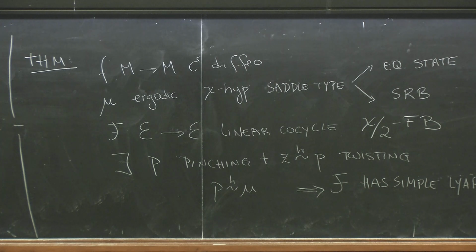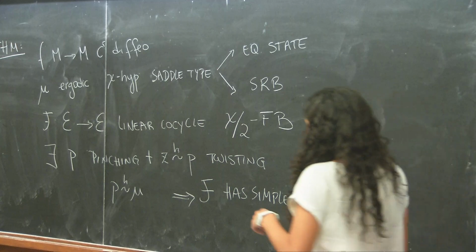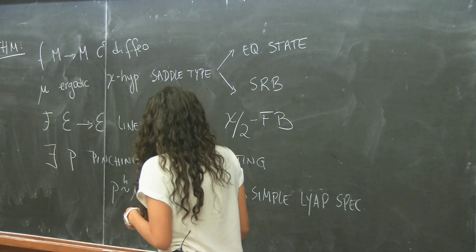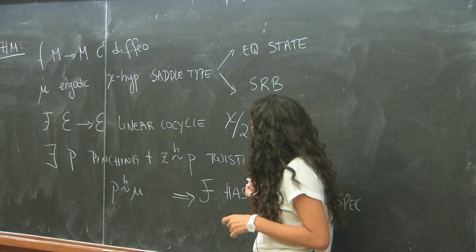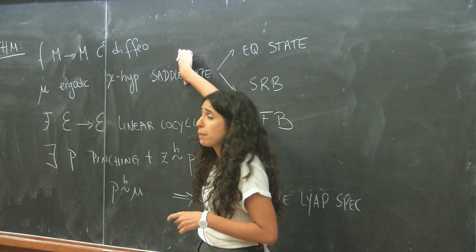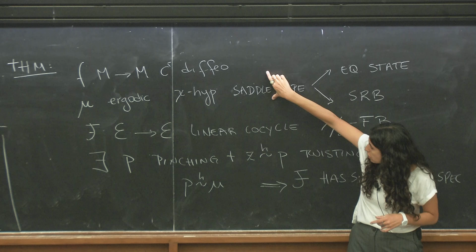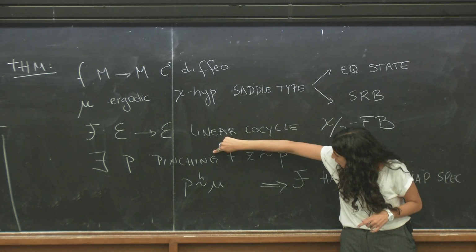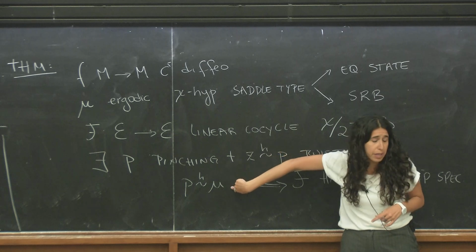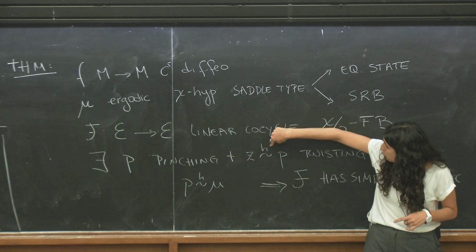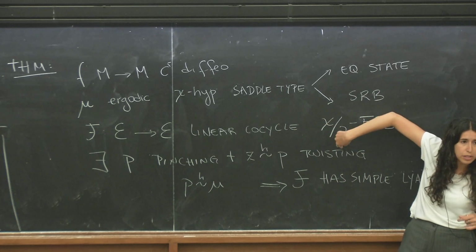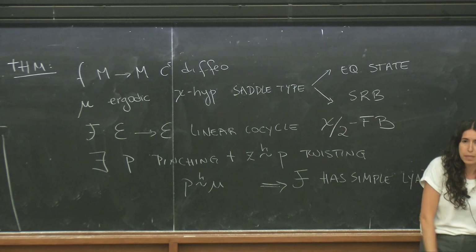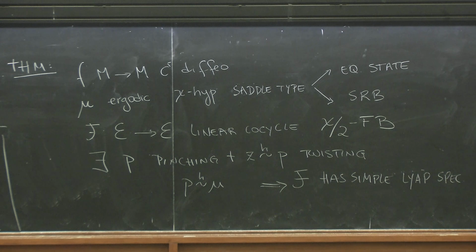Okay, so it's analogous to the classical criterion of simplicity. I'm using the pinching and the twisting condition. And now I have a non-uniformly hyperbolic map in the base. The conditions are the existence of a pinching point homoclinically related to the measure and a homoclinic point of P which has this twisting property. And this condition in this point is sufficient to have simplicity of the Lyapunov spectrum. Okay?